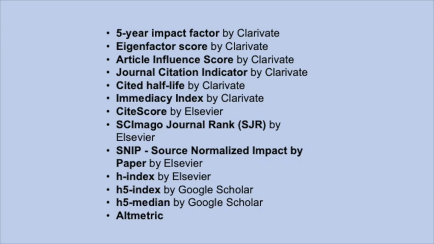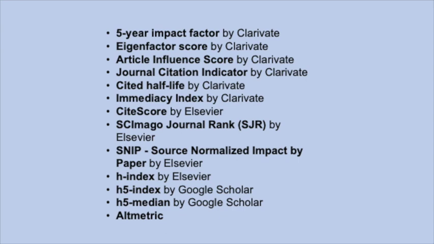Their competitor, Elsevier, has some metrics including the CiteScore, Scimago Journal Rank, or SJR. They have the SNIP, which is source normalized impact per paper, and they have the H-index. Now remember, the H-index we talked about in a previous video. This is a metric that is used for individual researchers based on their publication number and citations to those publications. So I'll link to that video here, but we can also make an H-index for journals in a very similar way. And then Google Scholar has a couple of metrics that are called the H5 index and the H5 median. We'll also talk about the altmetric.